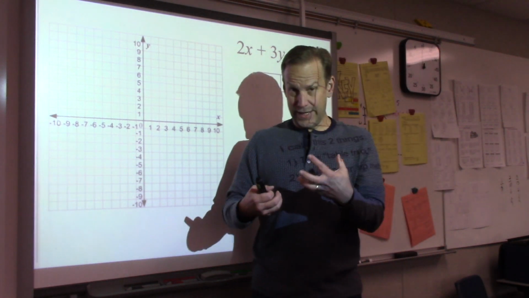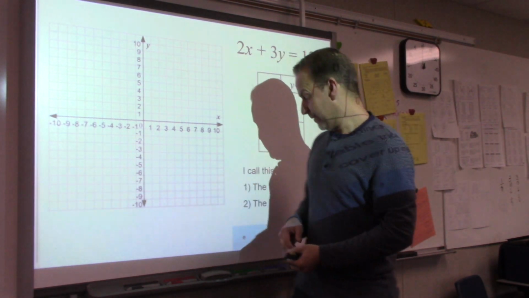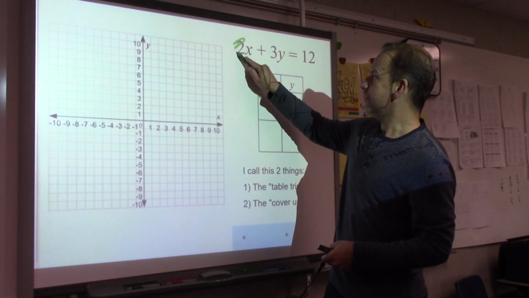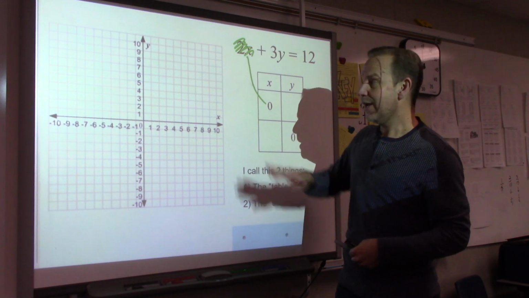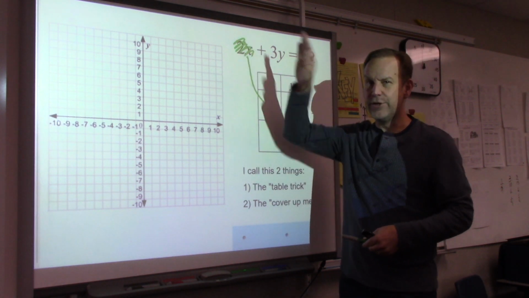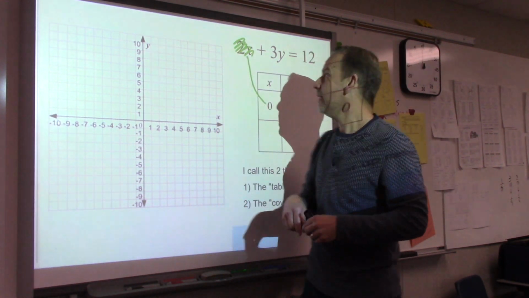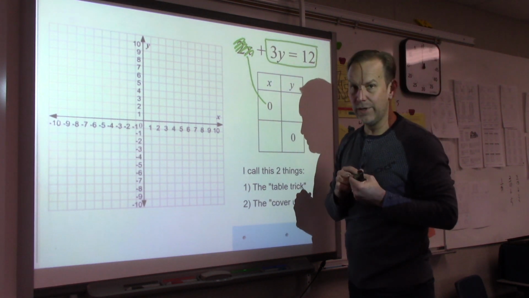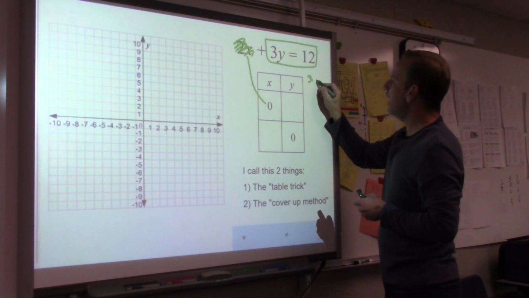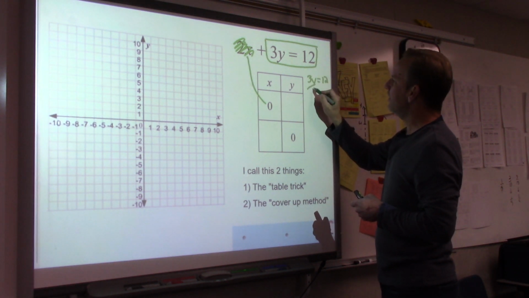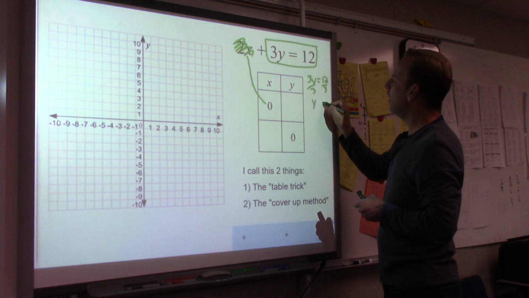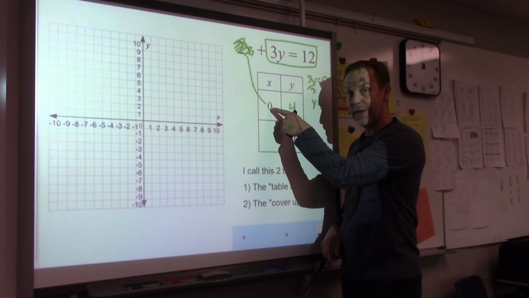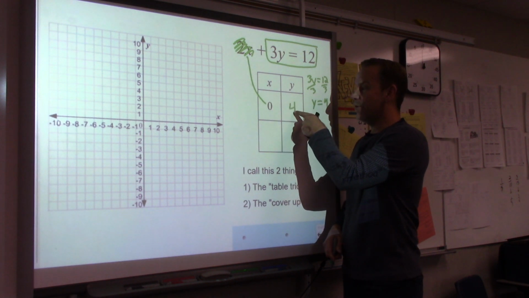What that does is it ends up acting like those ones we just did, because if I put a 0 in for the x, I get 2 times 0, which effectively makes that just go away. That's why I call it the cover-up method. It's like you're just covering up that one with your hand. And now you have an easy equation to solve. You have the equation 3y equals 12 to solve. So 3y equals 12. If I divide both sides by 3, I get y equals 4. So when I plug a 0 in for my x, I end up with a 4 for my y.